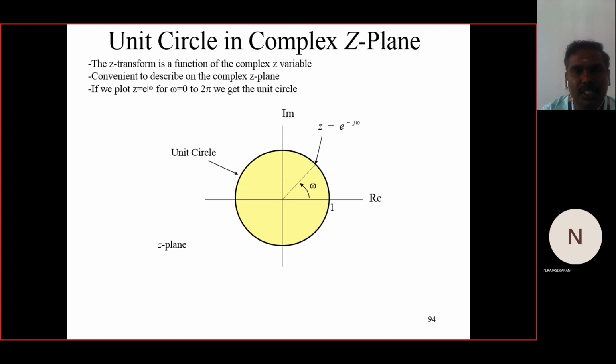So what is the unit circle in the complex Z plane? The Z transform is a function of the complex variable z, so it is convenient to describe it in the complex Z plane. If you plot z equal to e power j omega for omega equal to 0 to 2 pi, we get the unit circle. If you substitute omega equal to 0, z is nothing but 1.